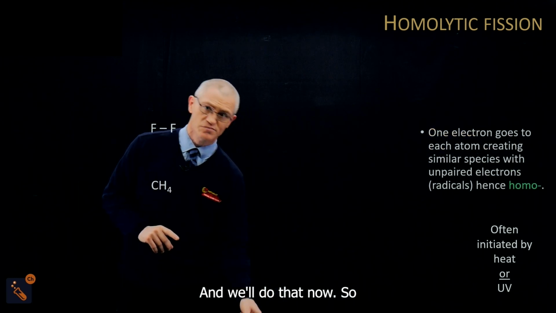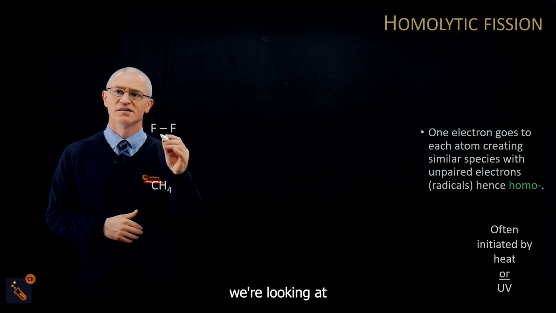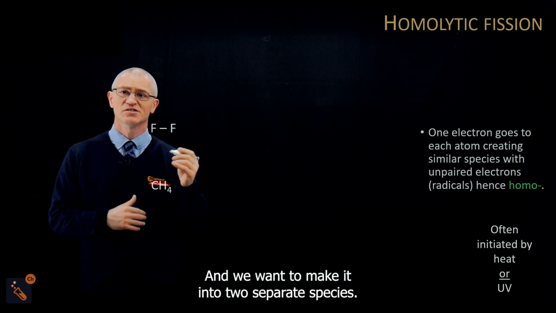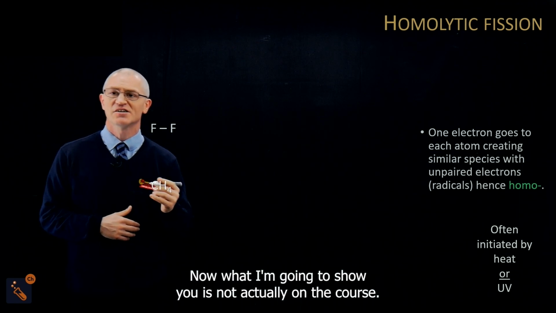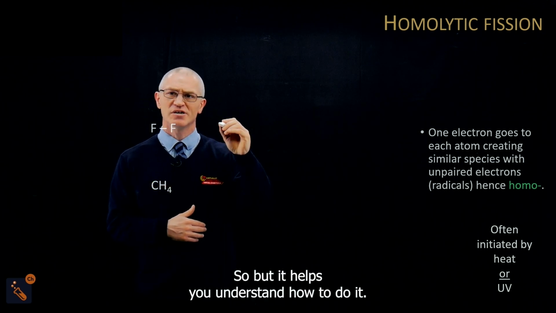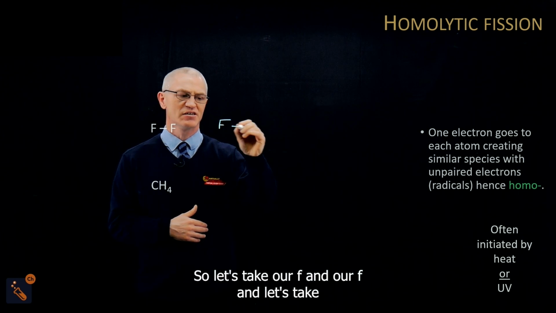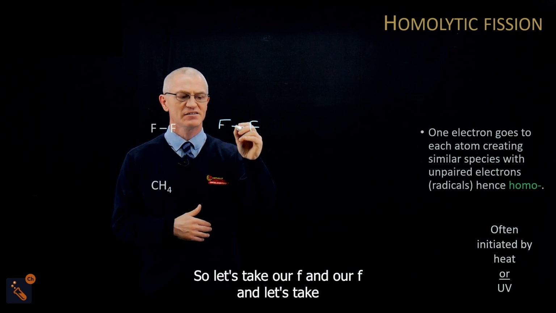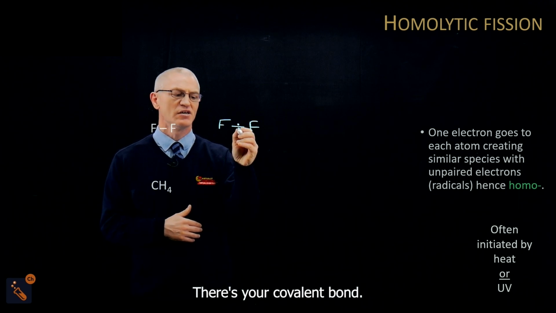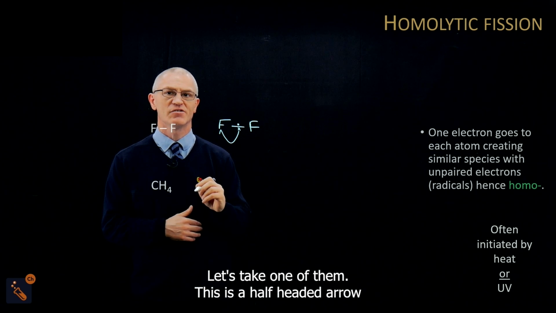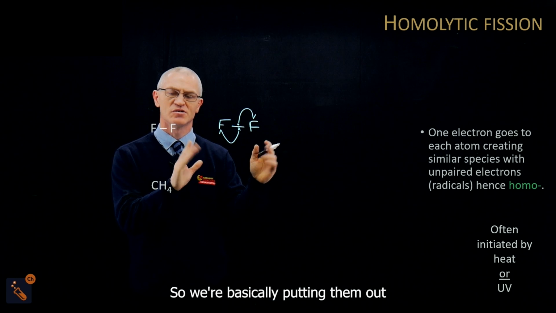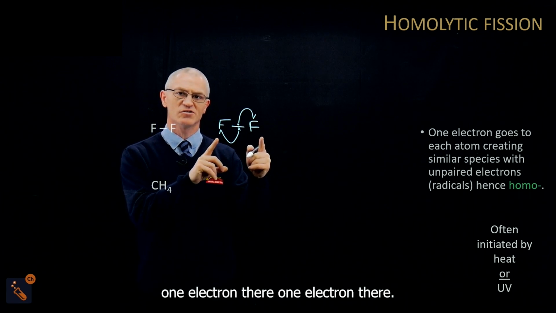So we're looking at F2 here, and we want to take that F2 and make it into two separate species. Now, what I'm going to show you is not actually on the course, but it helps you understand how to do it. So let's take our F, and there's the electrons in the center of that bond, there's your covalent bond. Let's take one of them, this is our half-headed arrow, there, and one of them there. So we're basically putting them out, one electron there, one electron there.